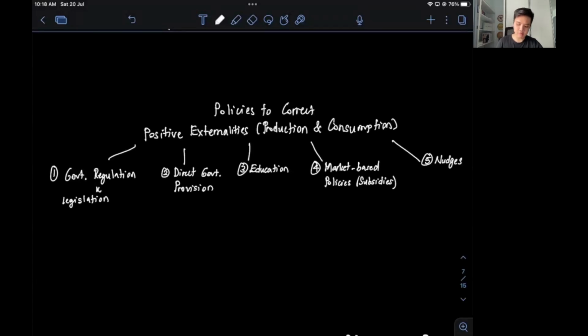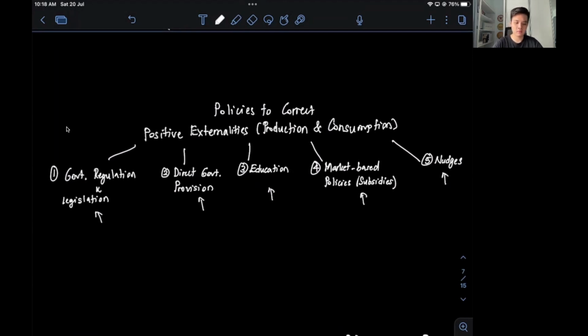So the 5 broad categories would be government regulation and legislation, direct government provision, education, market-based policies, which are basically subsidies, as well as nudges. So if we think about these in the context of the earlier 2 examples that we discussed, how do we apply these examples?